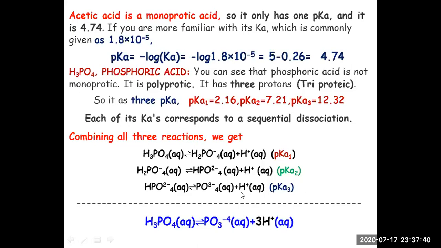Now since it ionizes thrice, it has 3 pKa values. Let us call them pKa1, pKa2 and pKa3. You'll find that all the values are not the same. The pKa1 value is 2.16, pKa2 is 7.21 and pKa3 is 12.32. So you can see the first ionization is very easy, making it a strong acid, but the second ionization becomes difficult. You know why? Because the ion is already electron rich, and losing a proton will be difficult for this particular ion.